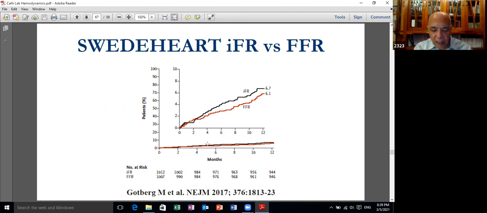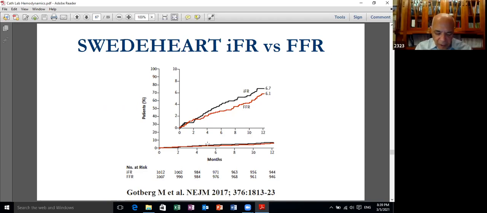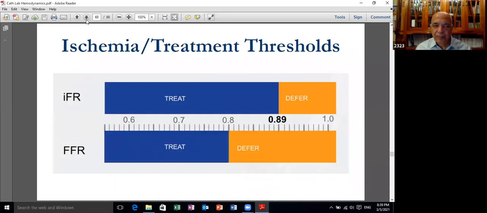Since then, there are other indices that have been introduced, like the resting full diastolic ratio and other ratios, which can be utilized in this area, but the most commonly used now is IFR. Many centers or many cath labs are using both, but that creates unnecessary confusion.